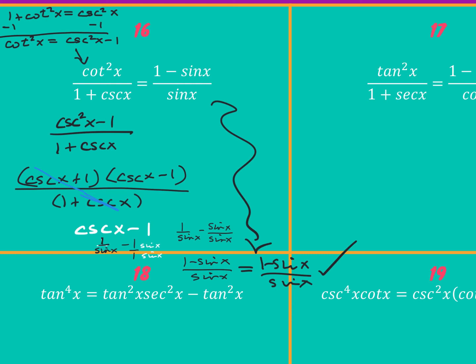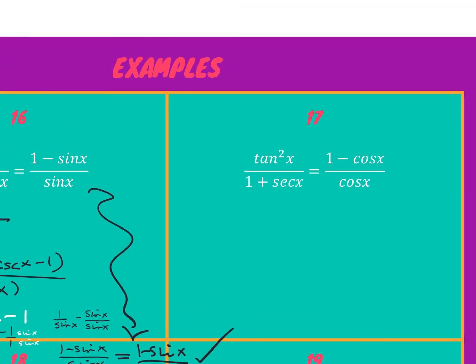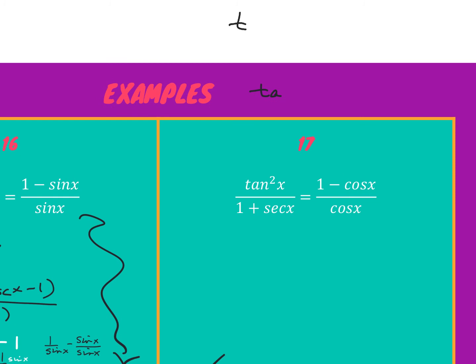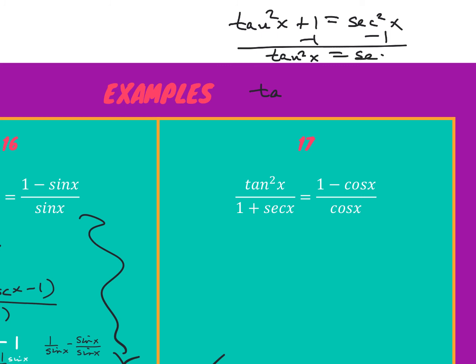Again, the numerator is a Pythagorean identity. The Pythagorean identity I'm using is tangent, maybe write it up here in the white area, tangent squared x plus 1 equals secant squared x. So I'm going to move this over first. So tangent squared x equals secant squared x minus 1. That's what I'm substituting. So secant squared x minus 1 over 1 plus secant x.